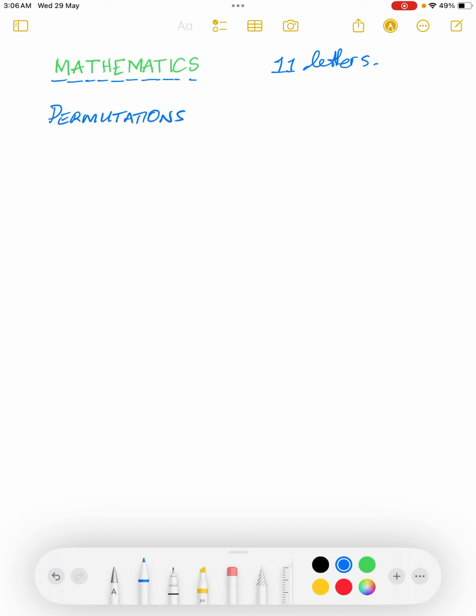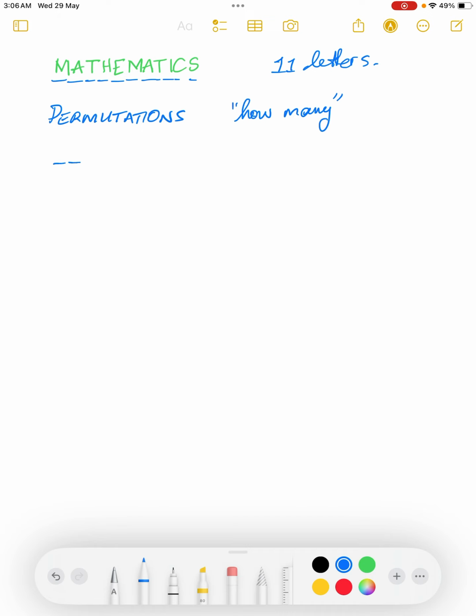Now, we're going to be looking at permutations, and permutations is where order does matter. So if you move things around, you've got a different permutation. What we've got above is one permutation. And the question is, how many permutations can we make using these 11 letters? And we want to use the entire group of 11 letters.